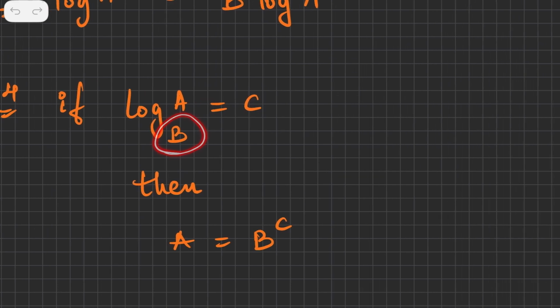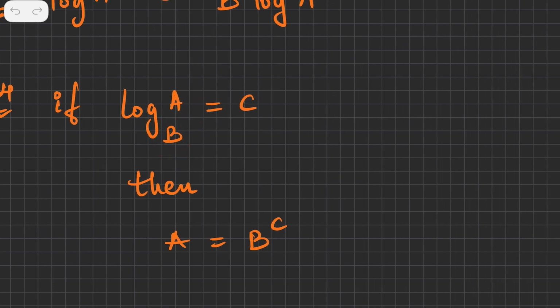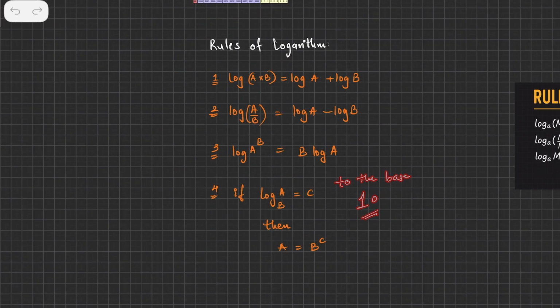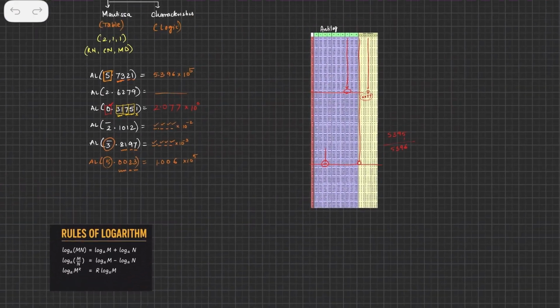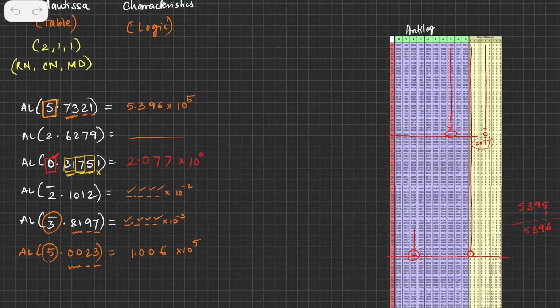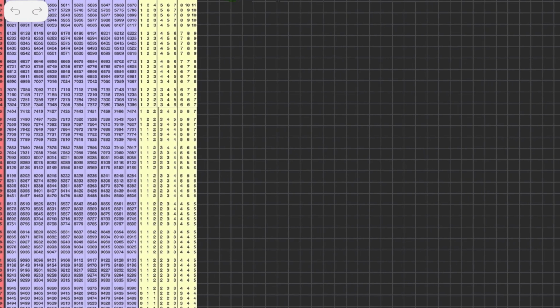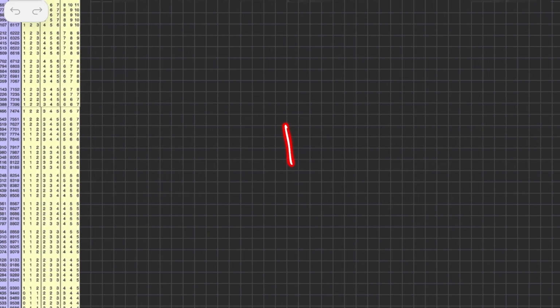Now every log has its base, and normally when we talk about finding out log using a table, we use the base 10. The tables which I showed you in the previous two videos, an anti-log table and a log table, if you also have these two tables, they are to the base of 10.